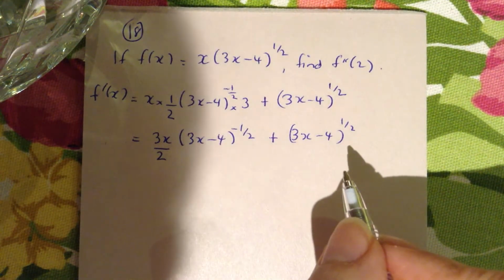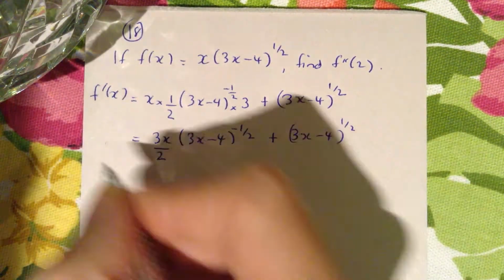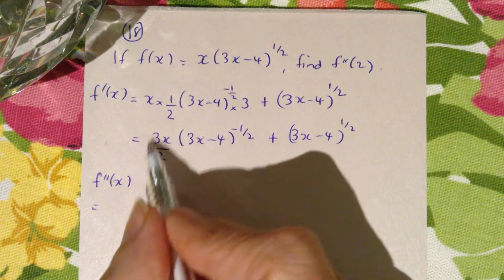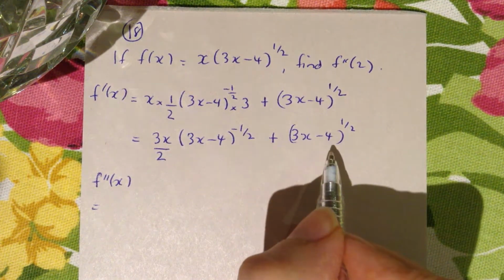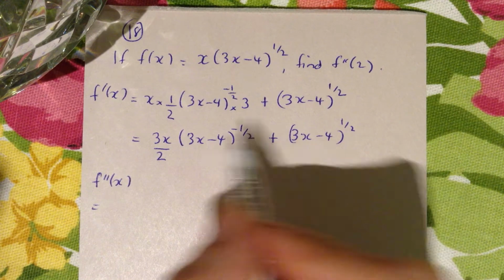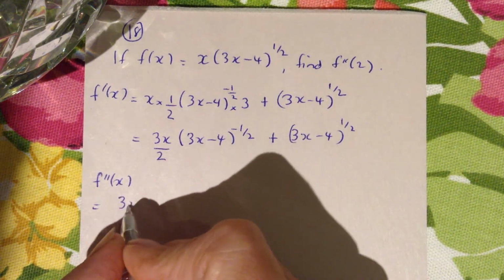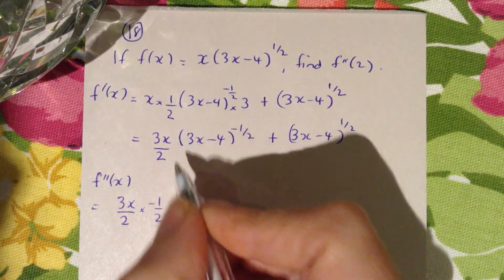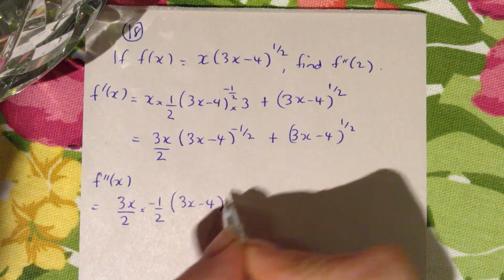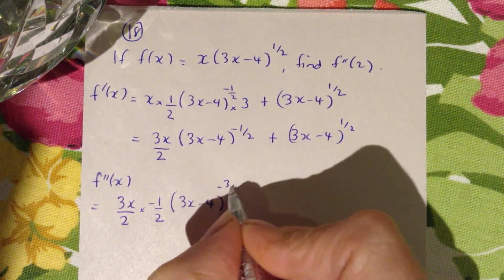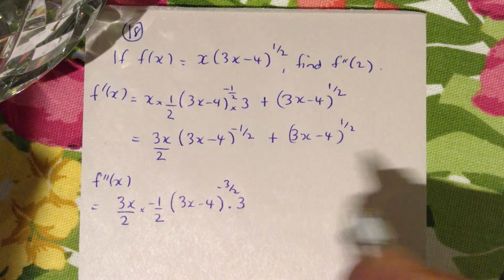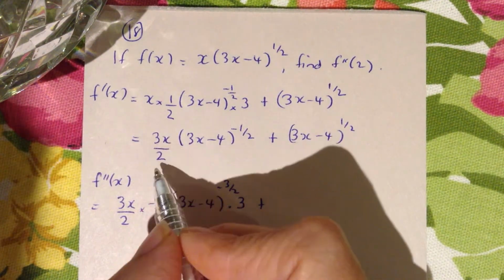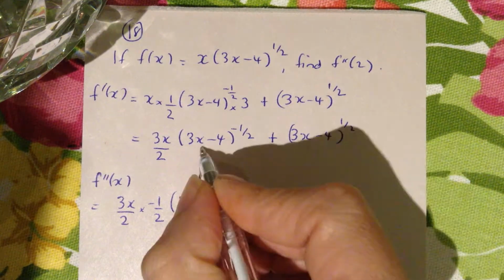Okay, now we're going to find the second derivative, f double dash x. We're going to use the product rule again on this term and the function rule on this term. So u dv: u is 3x on 2, differentiate v. Bring down the minus a half, (3x minus 4), minus a half minus 1 is minus 3 on 2, times differentiate what's inside, times 3. Plus v du. Now if you differentiate u, you get 3 on 2, and just write down v.